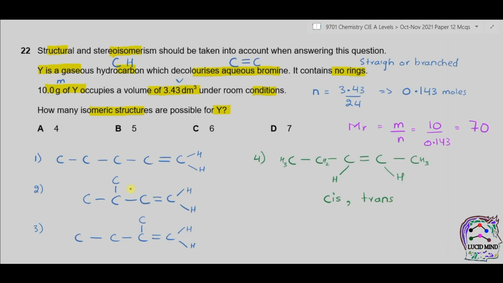Now let's move this double bond a little bit further. We can draw another structure for this one. Again, we have 5 carbon atoms, 1 double bond. Now this cannot show cis-trans isomerism because both groups attached with the double bonded carbon are the same. So only one is possible. So we have 1, 2, 3, 4, 5 and 6 possible isomers. So the correct answer is C.